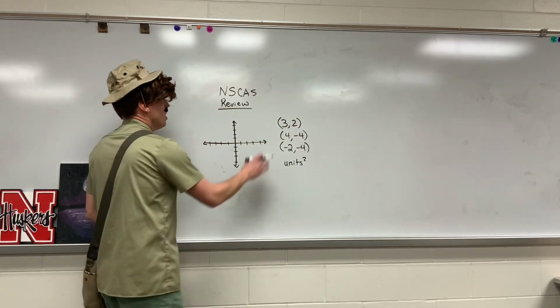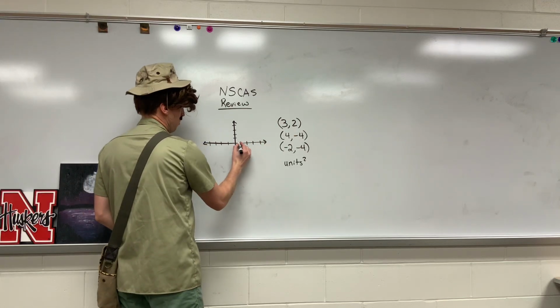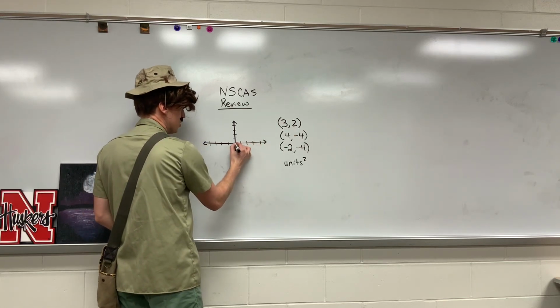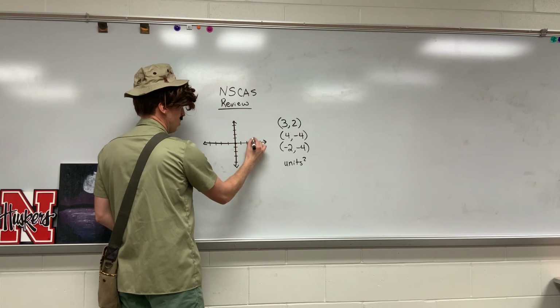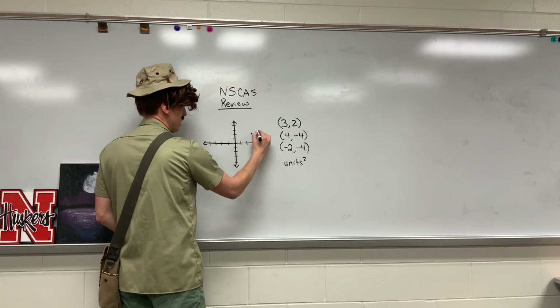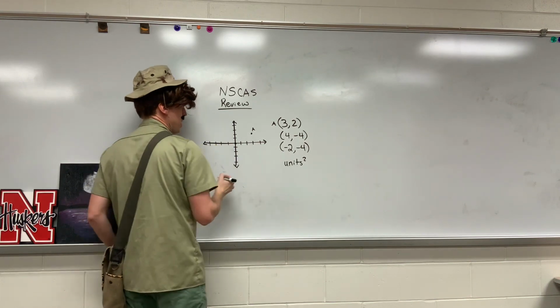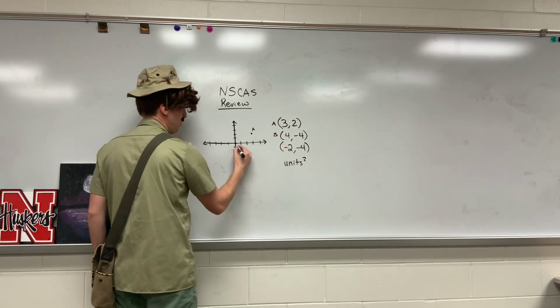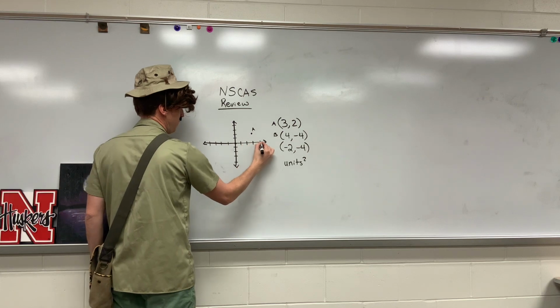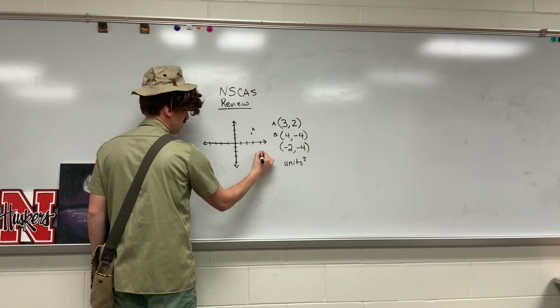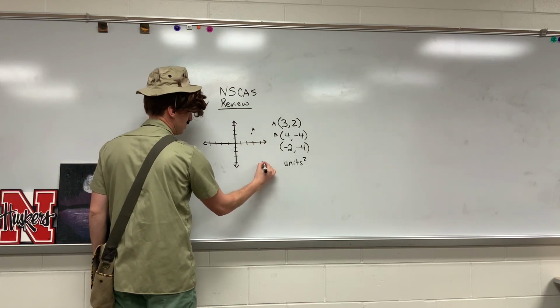Okay, moving on. 3, positive 2 would be 1, 2, 3. Always start at the origin. 1, 2, 3, 1, 2. It's going to be right there. I'm just going to call that point A. And then point B, it's going to be positive 4. 1, 2, 3, 4. Negative 4. 1, 2, 3, 4. Try my best to line this up.